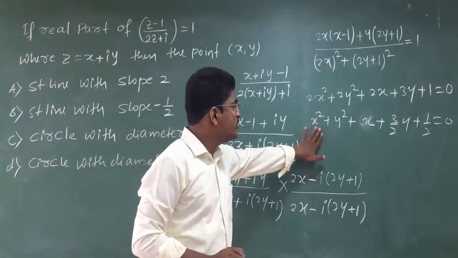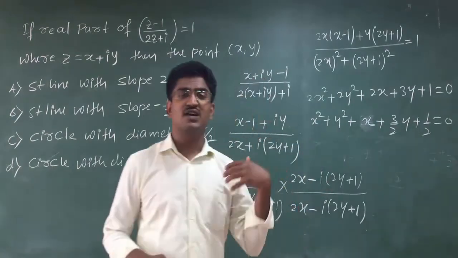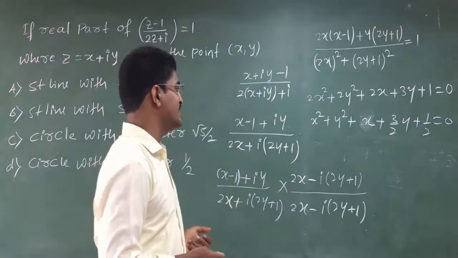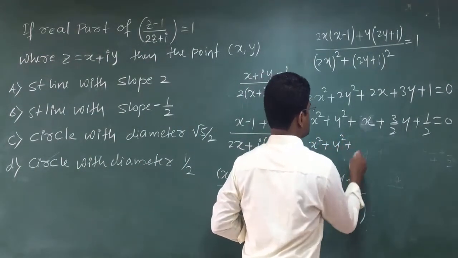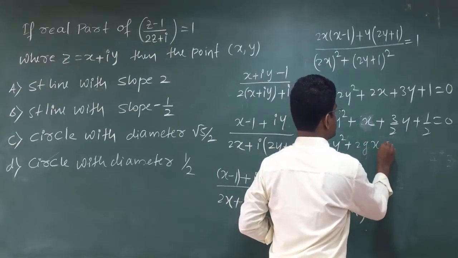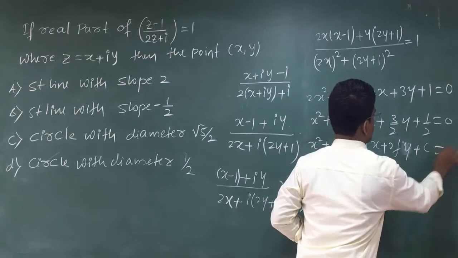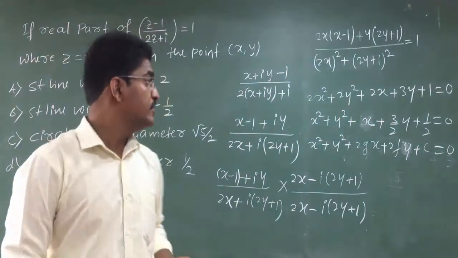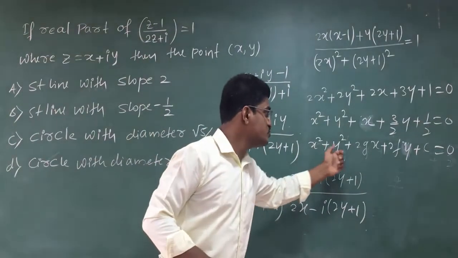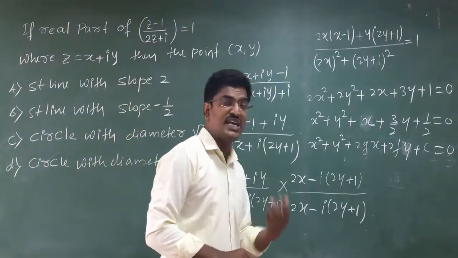So from this, if you want to write the radius, we shall convert this to one of the standard equations of a circle, that is x square plus y square plus 2gx plus 2fy plus c equal to 0. That is the standard equation of a circle.